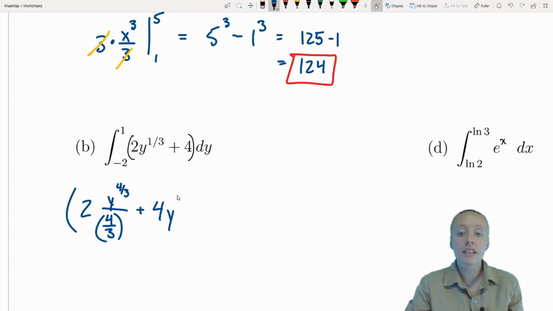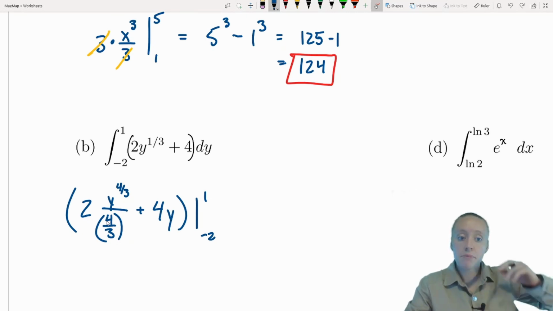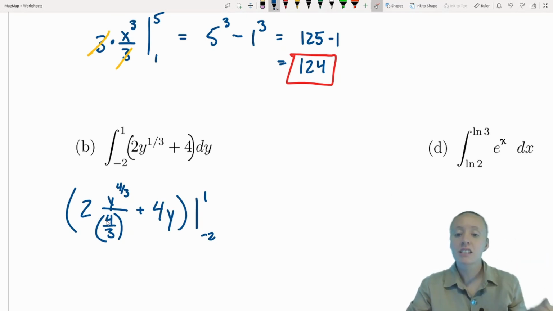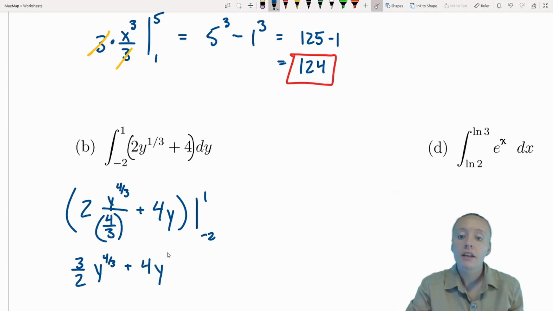Now I'm evaluating this entire function from my bounds of -2 to +1. But let's simplify down before we do that. If I have 2 divided by 4/3, that's going to be 2 times 3/4 when I flip that fraction, because dividing by a fraction is the same as multiplying by its reciprocal, so I'll get 6/4 or 3/2. So I'm going to have 3/2 times y to the 4/3 plus 4y, and I'm evaluating this from -2 to 1.